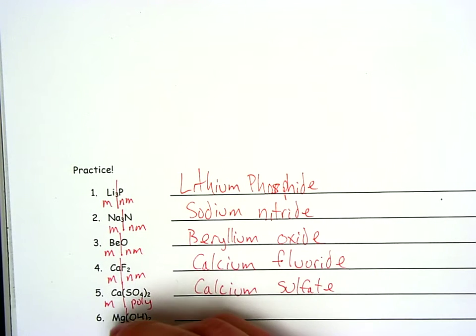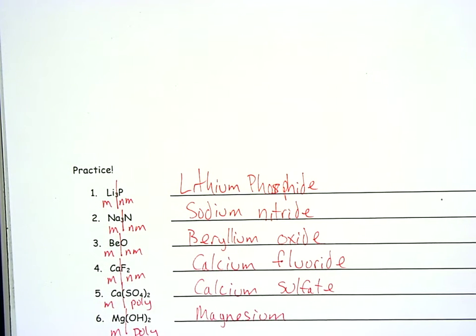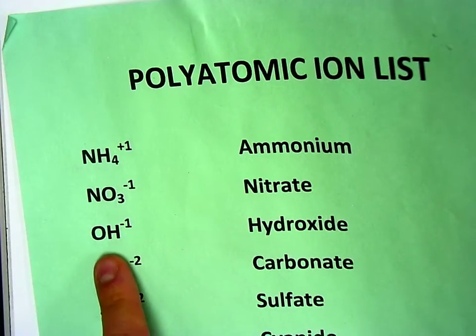All right, last one, magnesium, metal. Two capital letters. That's a polyatomic. It's on your list. Magnesium. And then capital O, capital H together. That is hydroxide.